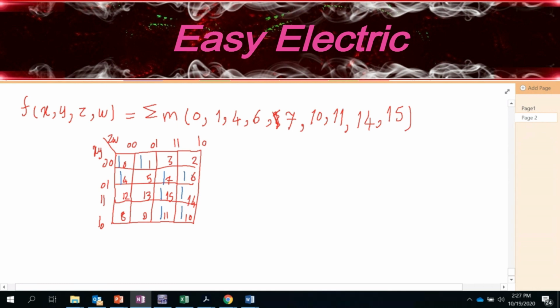Do we have any group with 16 members? Yes or no? Type in the chat box. No, definitely not. If it's 16, it should be 0 and 1. How about 8? Do we have any group of 8? No. All 8 should be in the neighbor, which we don't have. How about 4? Definitely we have 4. The question is how many?